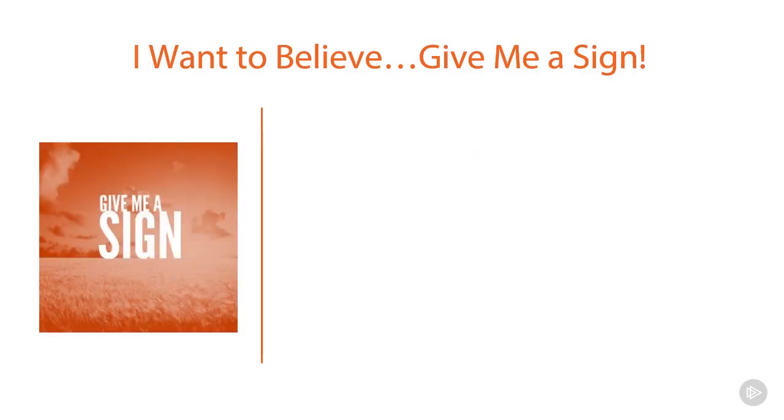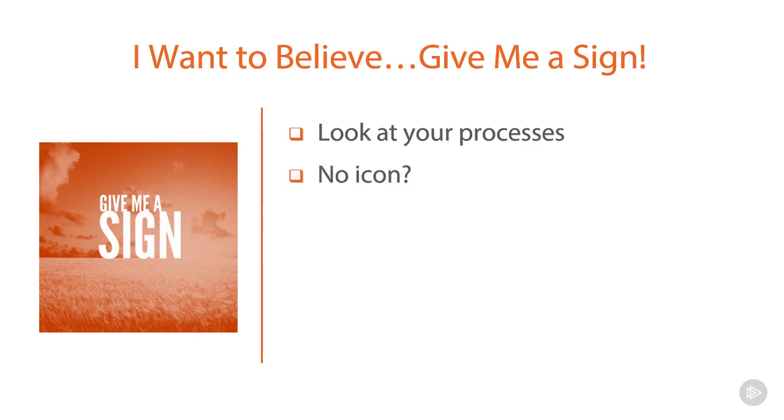Okay, Dale, I believe. Give me a sign. Okay, well, I'll give you a sign. Go look at your processes running on a system that you suspect is having an issue. One, does it have an icon associated to it, or is it just a process that's running? Also, look at the description. Any reputable process, when the developer creates it, will list a description with it.